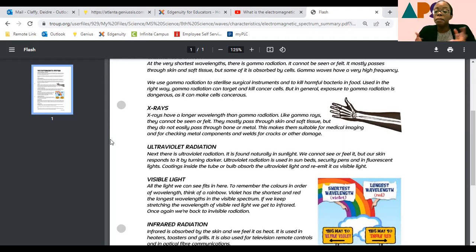All right, so next up is ultraviolet radiation. So far we've talked about gamma radiation. We've talked about X-rays, which is very similar to gamma radiation, but not as harmful. And now up we have ultraviolet radiation.